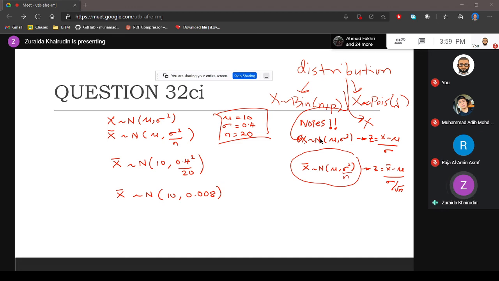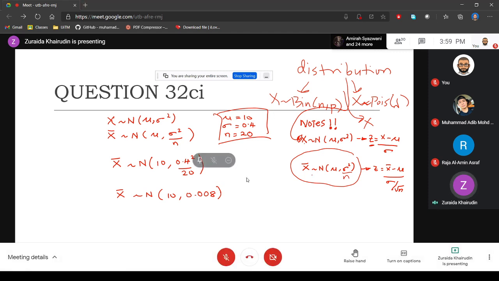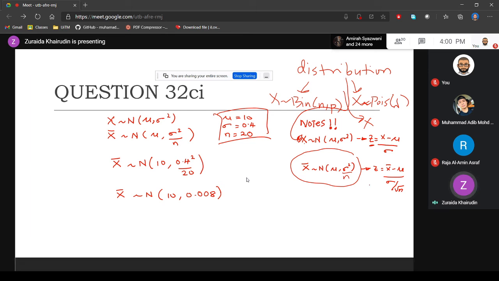Okay, lepas tu you tengok you refer to your Z value here. Why do you need Z value? You need Z value for you to compute the probability. Tak ada nilai Z ni tak boleh kira kebarangkalian kita. The formula is X minus mu over sigma. So for the sample mean distribution, X bar follows normal distribution with mean mu and variance sigma square over n. And this is the formula for your Z. Don't get confused.